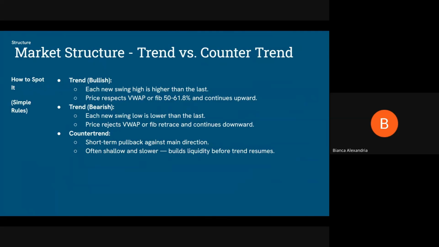And then the counter trend would just be the short-term pullback, and it's very shallow. We'll talk about the percentage of that as well. And that helps to build liquidity, which is fuel for the market to continuously go in our desired direction.